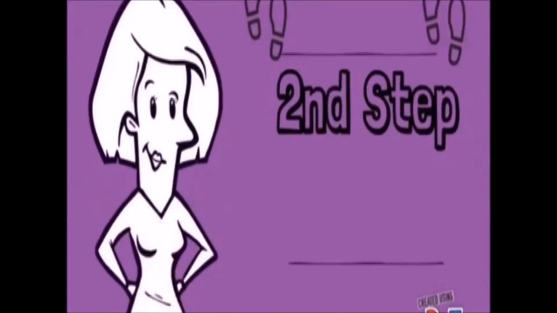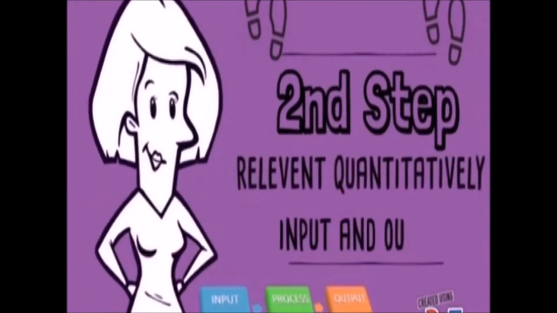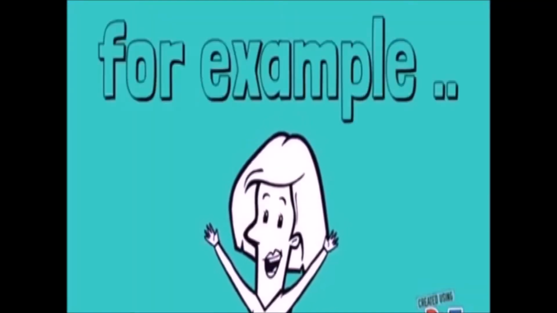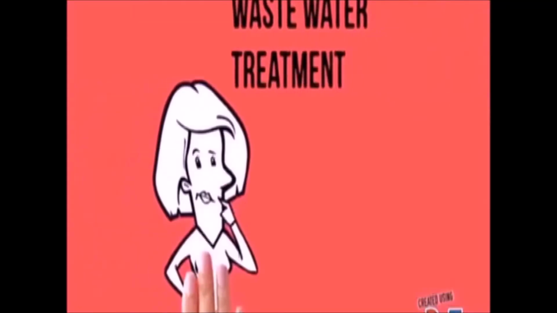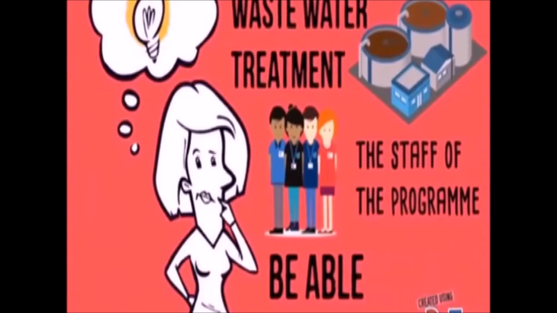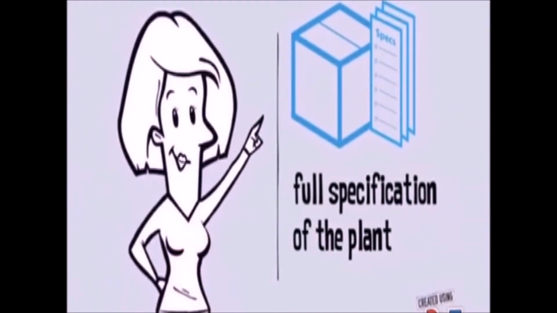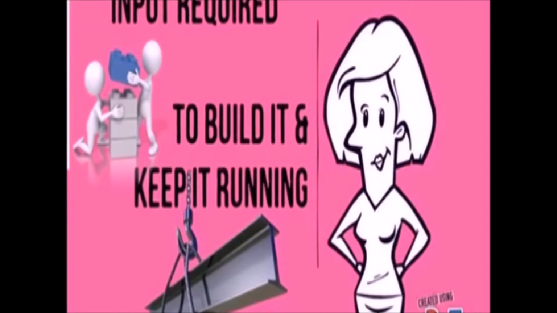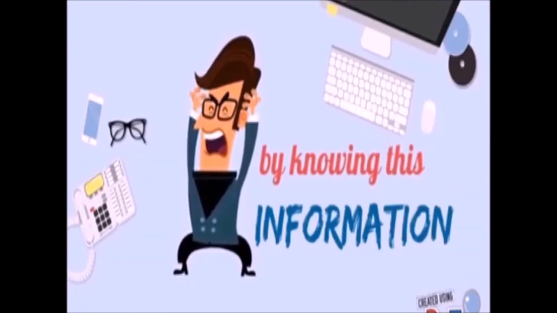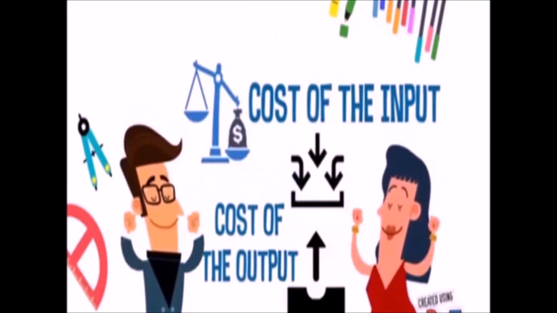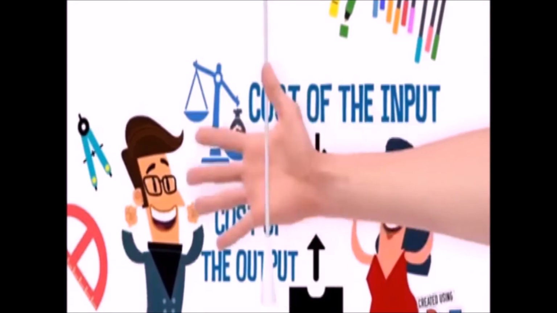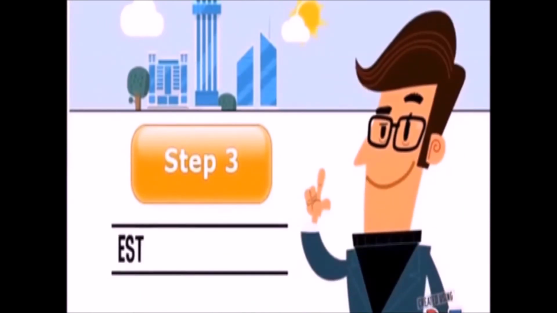Second step is to include all relevant quantitative input and output of the project. For example, if we are planning a wastewater treatment project, the staff of that program will be able to provide a full physical specification of the plant together with the input required to build it and keep it running. Hence, by knowing this information, we will be able to know the cost of the input and output of the program so that it is easier to continue to the next step, which is to estimate the cost and the benefit of the input and output.